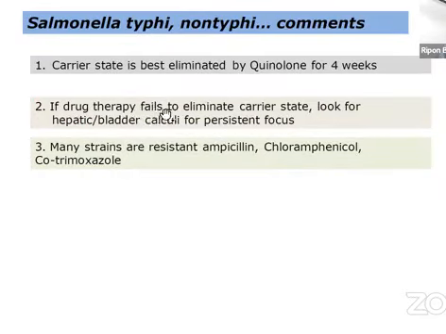If drug therapy fails to eliminate the carrier state, look for hepatic or bladder stone as a persistent focus. And this carrier state is best eliminated by ciprofloxacin or other quinolones for 4 weeks. That means double the duration. For enteric fever, the dose is for 2 weeks. For elimination of the carrier state, the duration is double, 4 weeks.